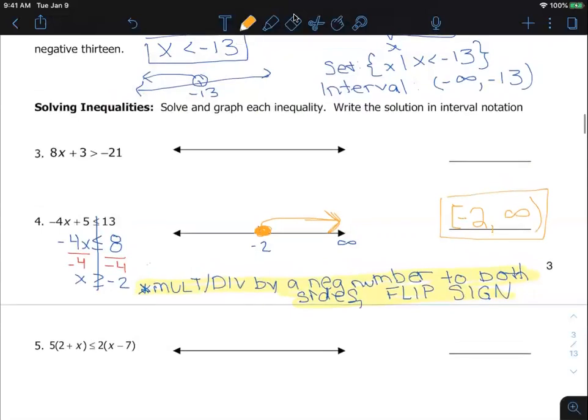Okay, for this next one, for number 3, because you have been solving inequalities since Algebra 1, I'm going to have you stop. And I'm going to have you try this one alone, and we're going to see how you do.